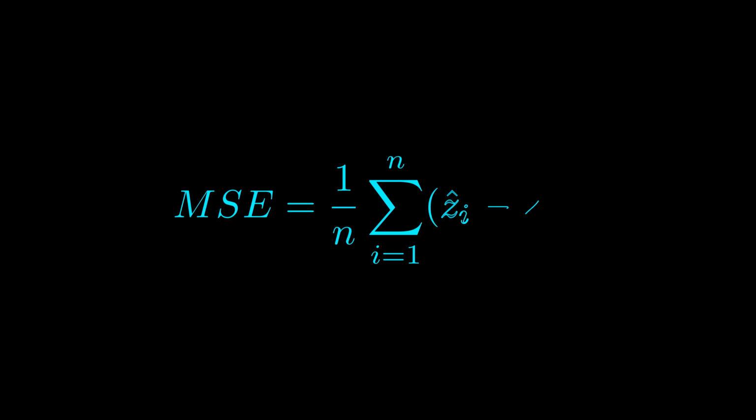Building on the foundations covered previously, we evaluate the performance of this prediction plane using the mean squared error, MSE, loss function, which is defined as MSE equals 1 over n times the sum from i equals 1 to n of (z hat i minus z i) squared.